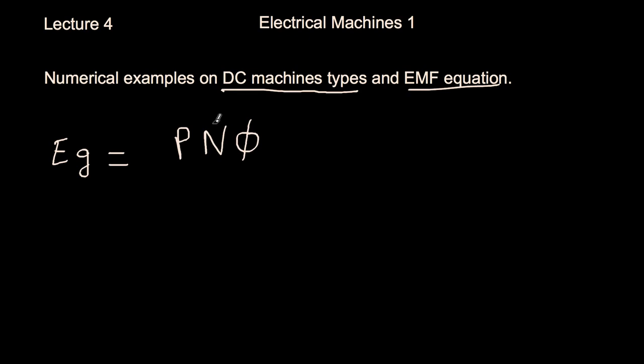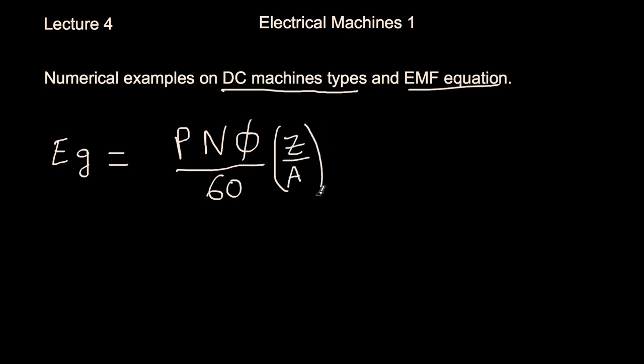As I rotate the machine faster, the rate of change of flux linkages will be more and Eg will be more. Similarly, phi here is flux per pole and P is the number of poles. So P into phi is the total flux, so that also will be more. And there is a 60 in the denominator, which is just converting the speed in revolutions per minute. By 60 you will get speed in revolutions per second. So that's the constant.